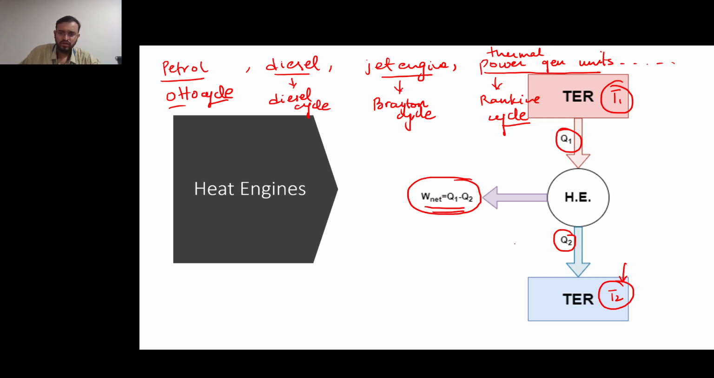Next, you may wonder, why is there some sort of heat rejection? From any thermodynamic perspective, there is no heat engine which is 100% efficient. If any heat engine is operating in a cycle, it will always reject some amount of heat energy. And we'll look at this concept in further classes. So there is always some amount of rejection of heat from the heat engine. All right.